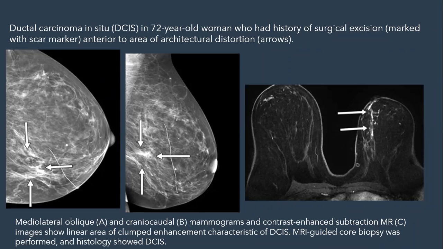These are examples of DCIS. Seen here is an area of architectural distortion. And here is clumped ductal enhancement on MRI, and MRI-guided biopsy revealed DCIS.